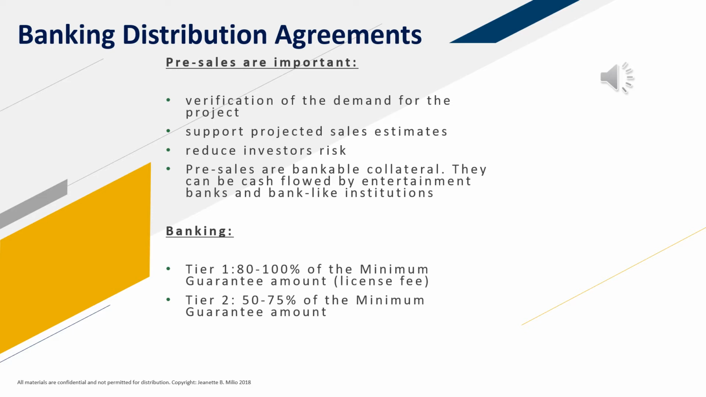Pre-sales are seen as a bankable collateral, so the bank will take a pre-sale contract and lend against it. And there are also not just banks, but also bank-like institutions that would do the same. There are even investors that would do the same. The bank will apply a tier 1 or tier 2 value to each distribution agreement, tier 1 being a strong buyer where the bank will pay 80 to 100% of whatever the minimum license fee was, and a tier 2 could be 50 to 75% of the minimum guarantee amount.